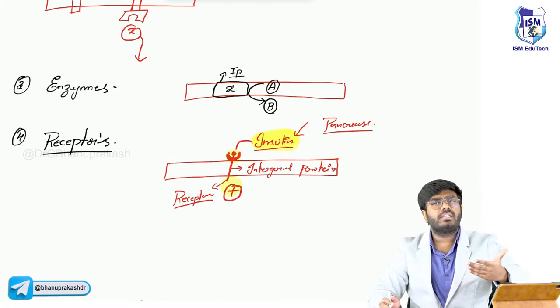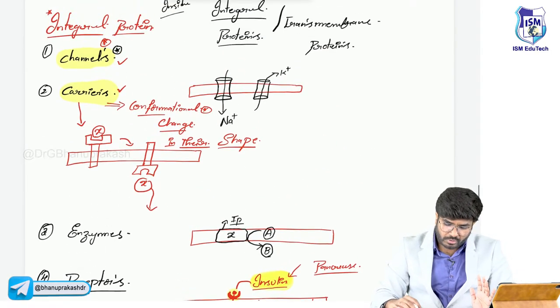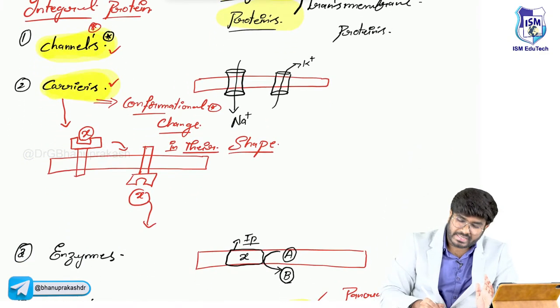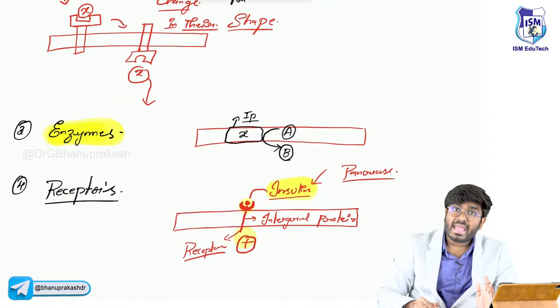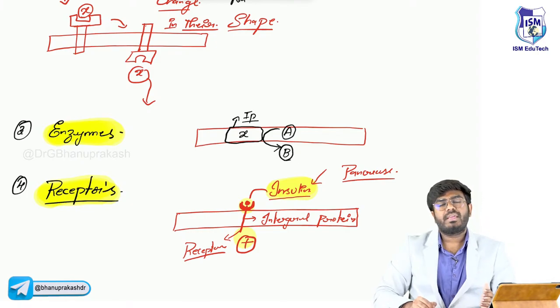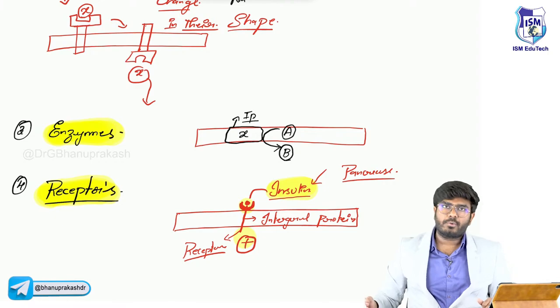That we will discuss in detail in your systemic physiology, what exactly insulin is going to do. But what I am trying to put into your mind here is, what are the functions of integral proteins? The integral proteins can be channel proteins. They can be carrier molecules. They can act like enzymes. They can act like receptors. True. So all these are the functions of the integral proteins.